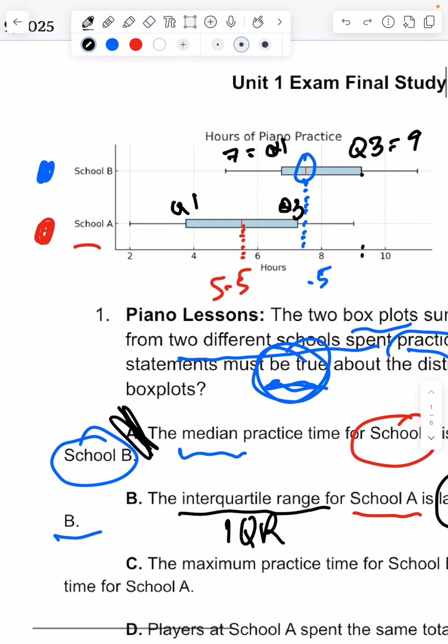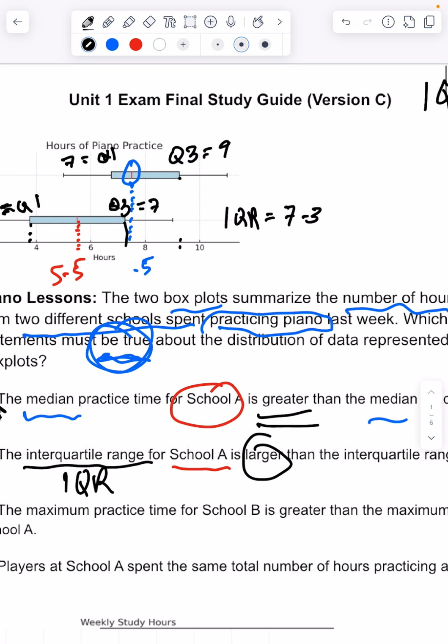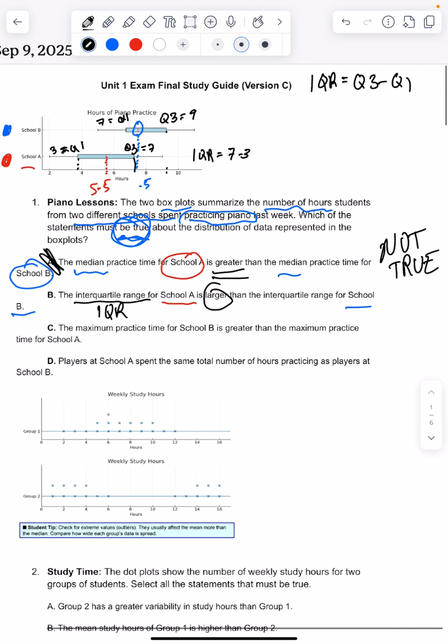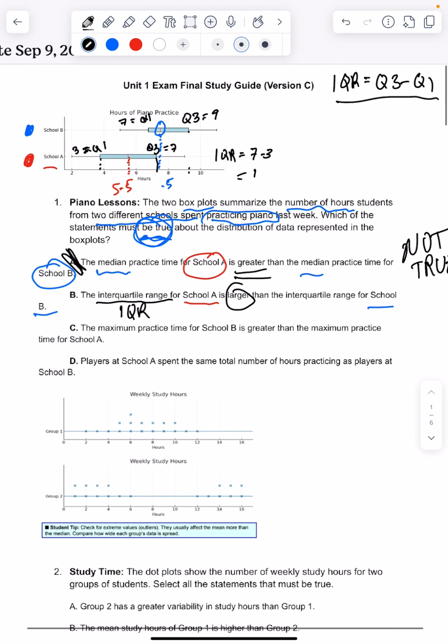So in this case, this is approximately 3, right? And this is around 7. So if I'm finding the IQR for school A, then I'll have to do 7 minus 3. Again, that comes from the IQR equation here, right? So 7 minus 3 gives me an IQR of 4, versus the IQR for school B, which will be 9 minus 7 approximately, and that gives you 2.